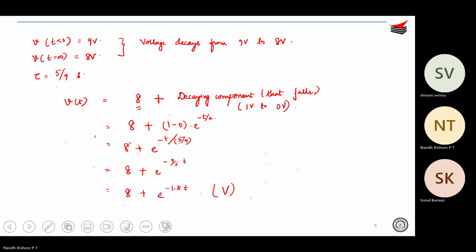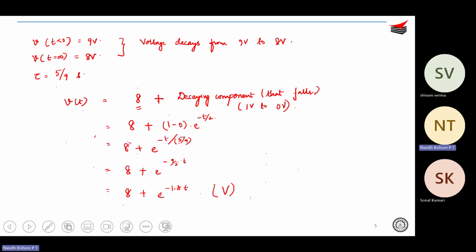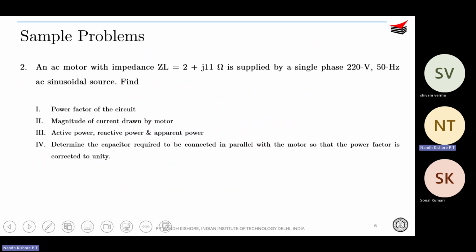No, sir. Okay, great. So the answer would be, I think, option A, right? 8 plus e power minus 1.8. Okay, so if this is fine, we will go ahead with the next question.